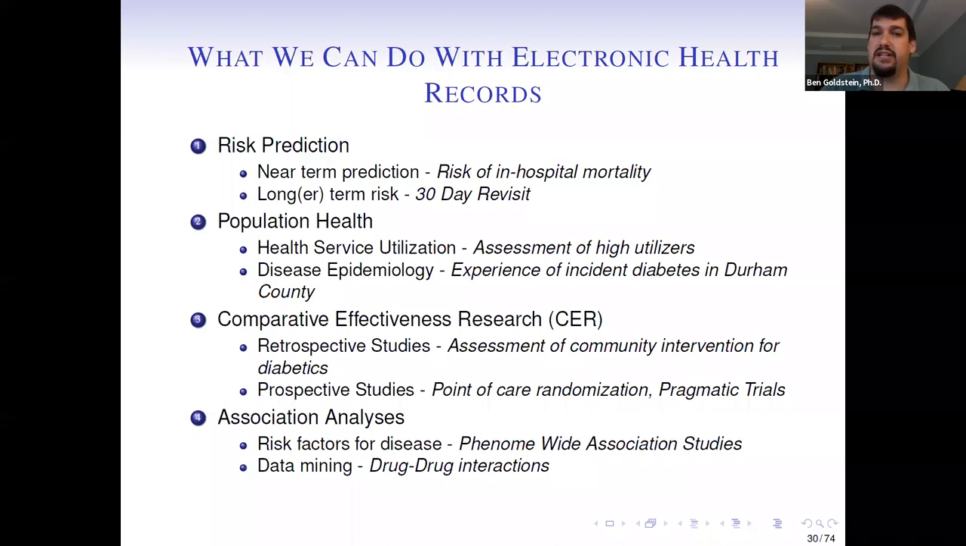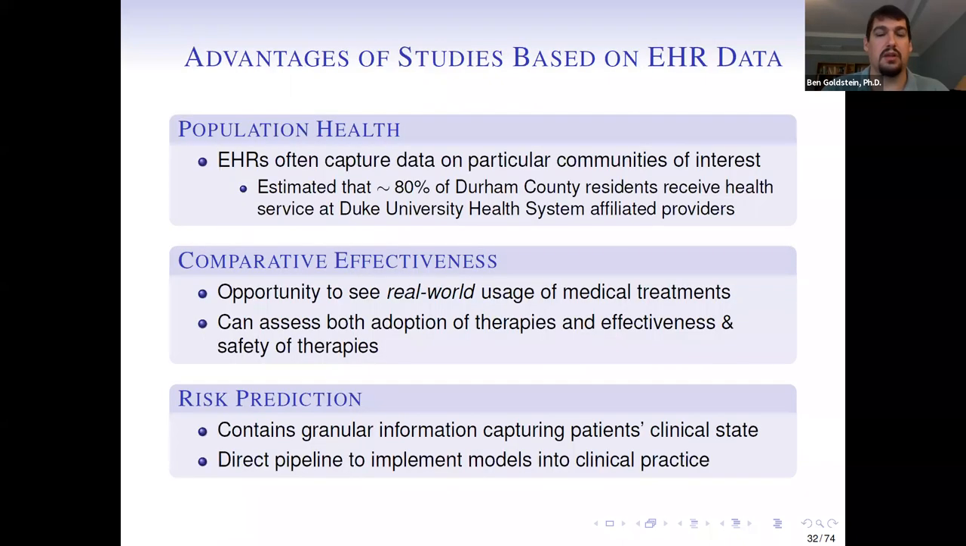Again, we can think about different studies that we can do. I usually break down studies into notions of risk prediction, population health, comparative effectiveness, and association analyses. There are some advantages. With population health, we can study a particular community. For CER, there's the opportunity to see the real-world usage of medical treatments. We can assess both adoption of therapies and effectiveness. And for risk prediction, there's the opportunity to contain granular information capturing patients' clinical state, as well as, and this for me again is really exciting, a direct pipeline to implement models into clinical practice.